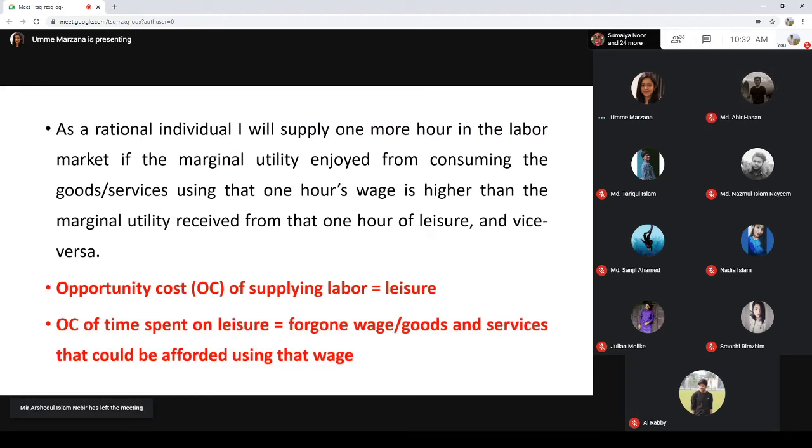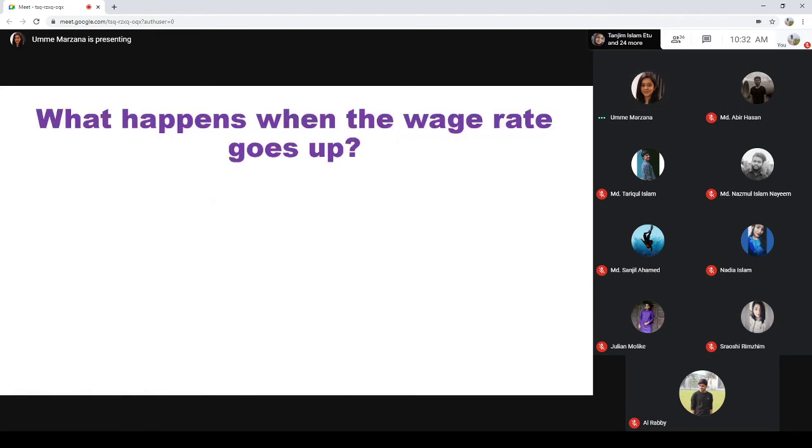Yes, ma'am. Okay, now I'm asking you, tell me, what happens when the wage rate goes up? As a worker, I am going to supply labor. I'm going to supply quantity of hours in the labor market. Now, what will I do if the wage rate per hour that I am given in the market increases? What will I do now?